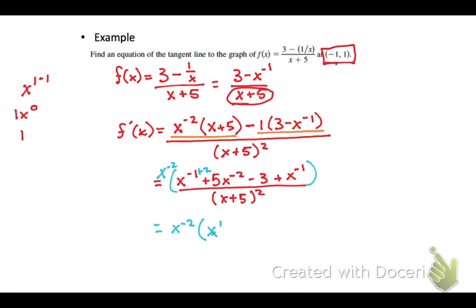And then plus 5 minus a negative 2 would be x to the 0, which is 1. Wait, why are you adding if it's minus? Because factoring is division, and when you divide exponents, you subtract. So you're subtracting a negative 2, so it makes it a plus.